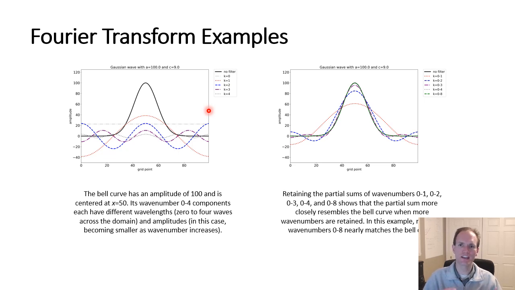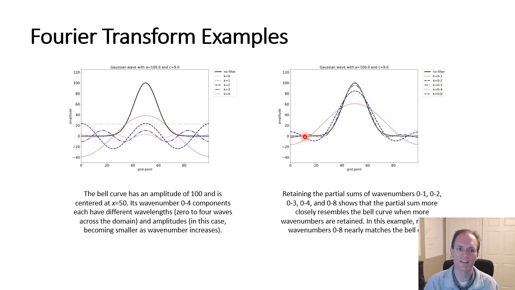So we can see that as we add more and more wave numbers to what we have here, we get a curve that looks a lot more like the actual physical solution, the actual bell curve or Gaussian curve. 0 and 1 aren't enough. 0 through 2 gets a little bit closer. 0 through 3 starts to get pretty close. 0 through 4 in the gray dotted line is very close.